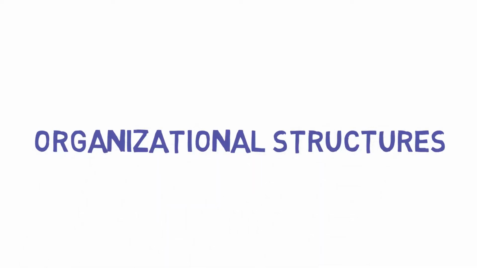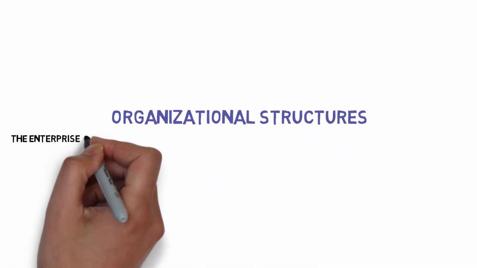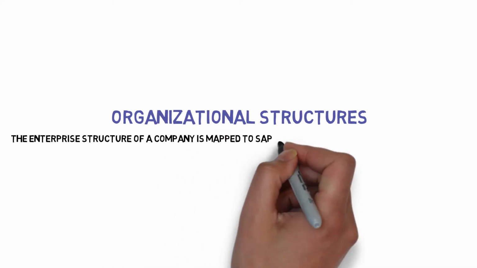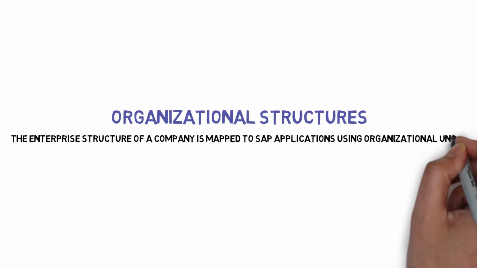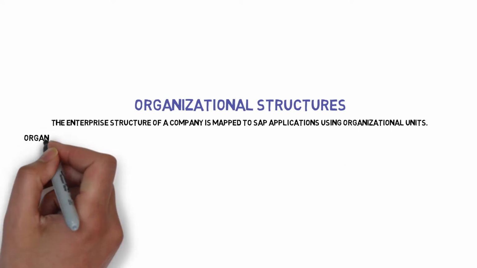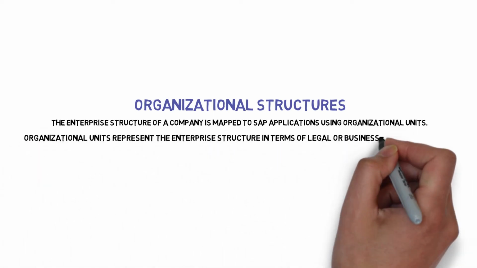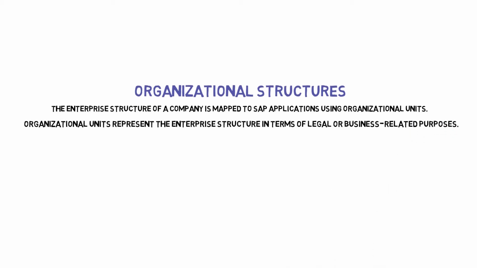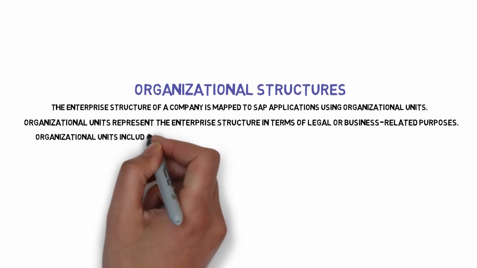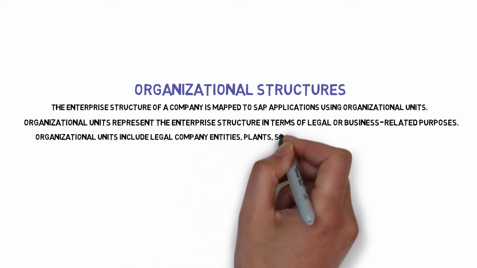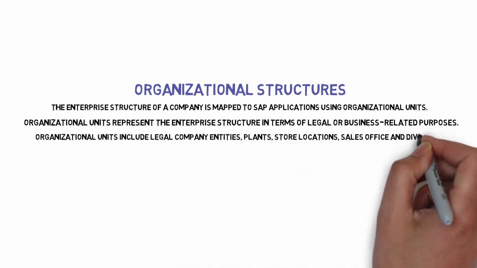Organizational structures. The enterprise structure of a company is mapped to SAP applications using organizational units. Organizational units represent the enterprise structure in terms of legal or business-related purposes. Organizational units include legal company entities, plants, store locations, sales office, and divisions.